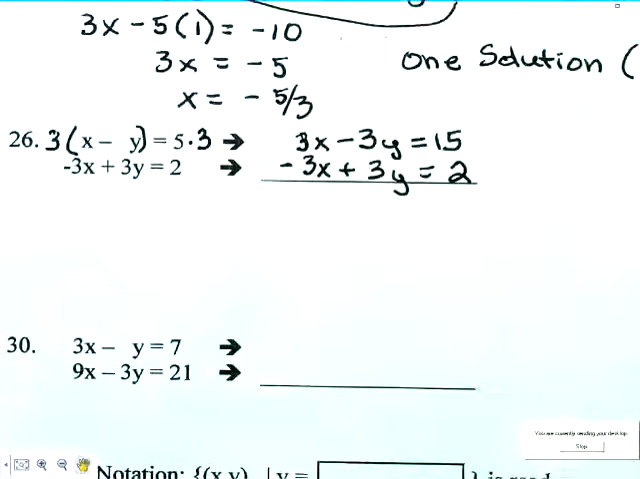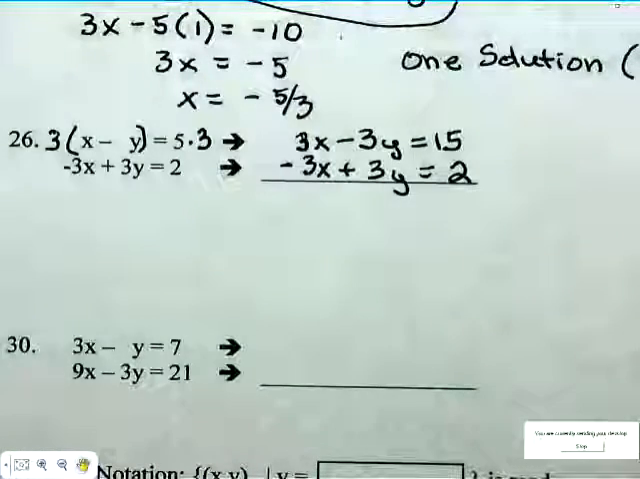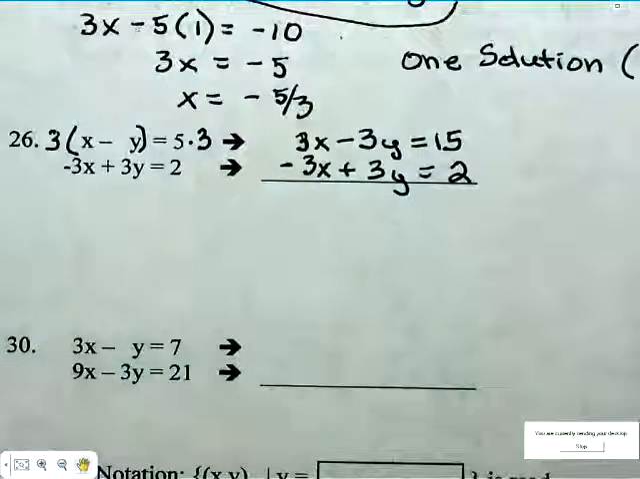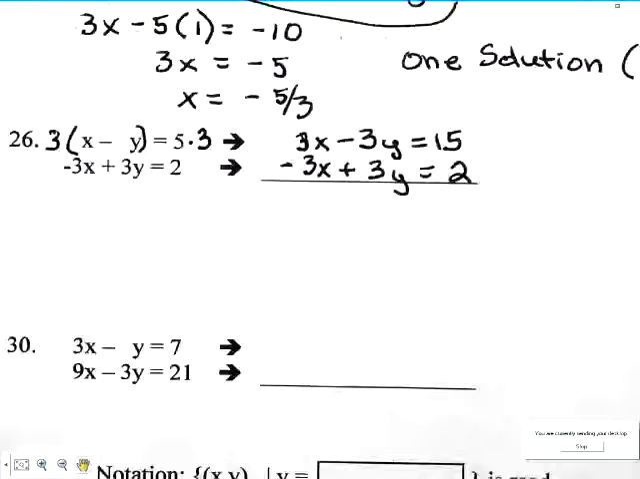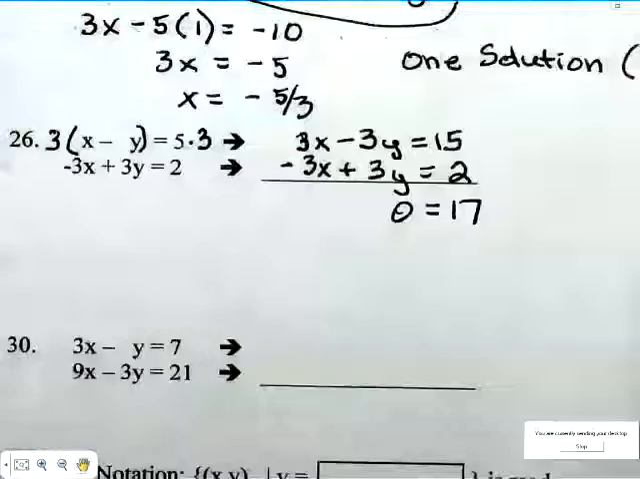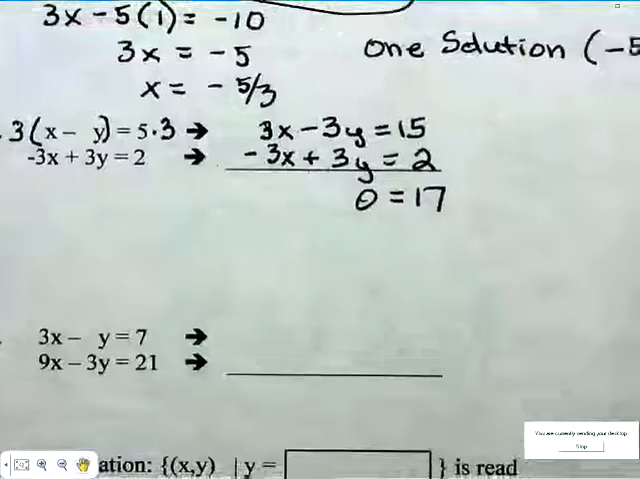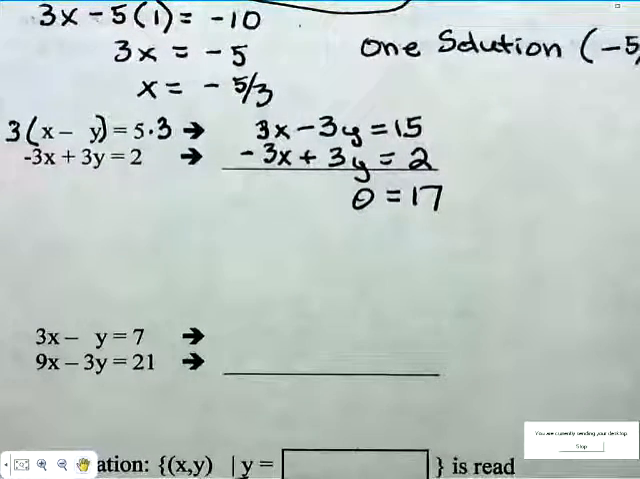But something strange happens here. When you add those 2 equations, what is the resulting equation? That's not an equation. What? 0 equals 17. The resulting equation is 0 equals 17. On what planet is that true? Maybe dwarf planet Pluto, but not Earth.